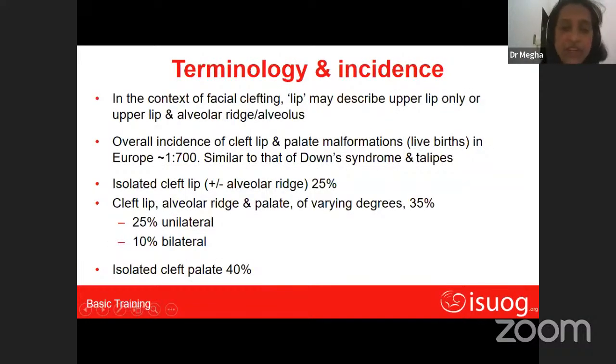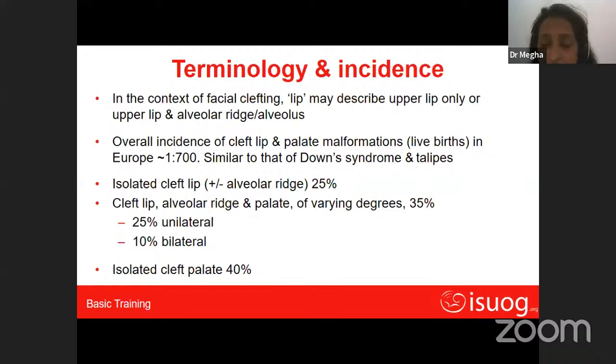There's a little ambiguity when you refer to cleft lip. Some refer to a cleft lip as only the cleft of the upper lip, whereas others would think that a cleft lip involves clefting of the lip as well as the alveolar ridge. It is therefore very important that when you write down your notes, you say exactly what you have seen and whether it is just a lip or the alveolar ridge too.